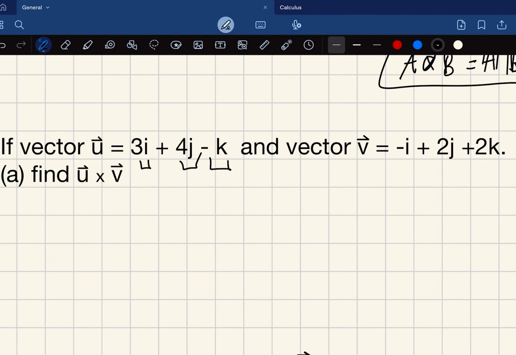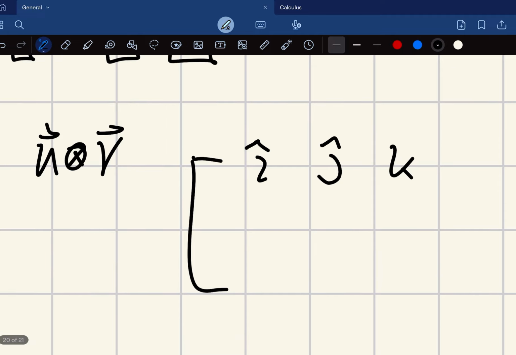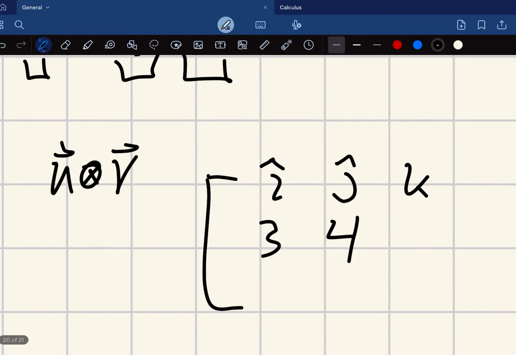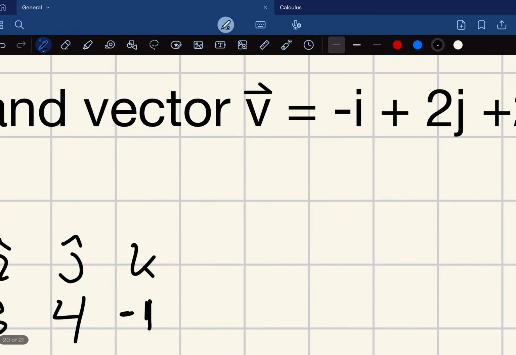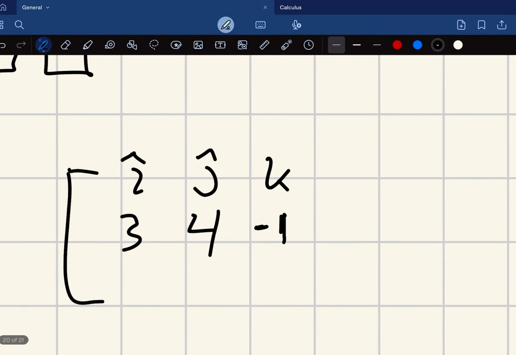So we are looking for u cross v. So we are going to write this in a matrix where we have first our i, j, k on top. Then we have our u of x, which is 3, our u of y, which is 4, and our u of z, which is -1. Then under that, we will be doing the same thing for our v. So we have -1, 2, 2.